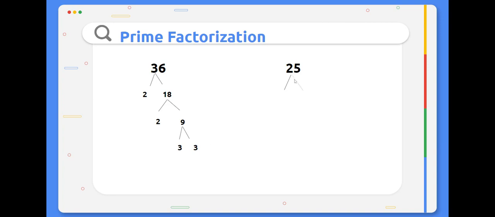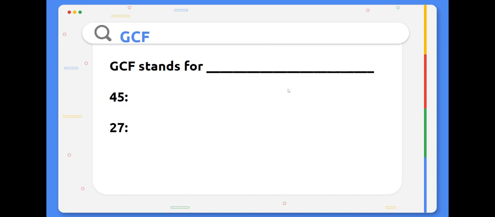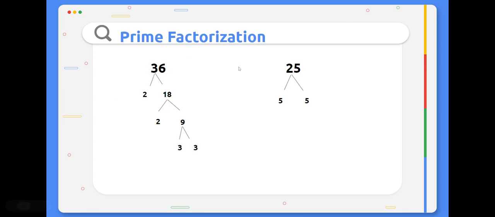Okay, looking at 25. The factors for 25, well, 2 doesn't work, 3 doesn't work, 5 works, 5 times 5. Do I have to go any further? I do not have to go any further because those are the 2 prime numbers that make it up. So I would say 5 times 5.